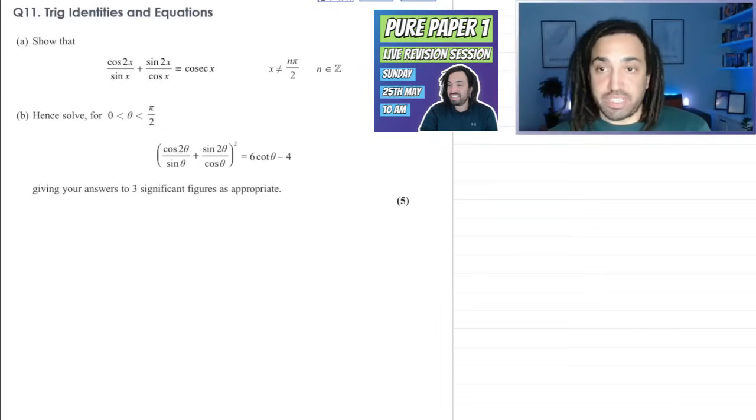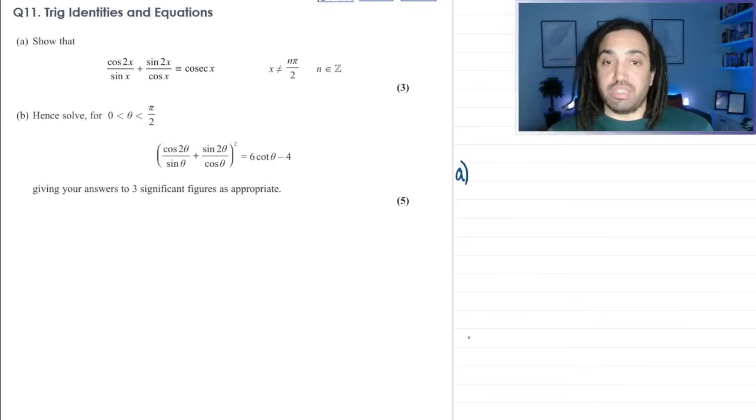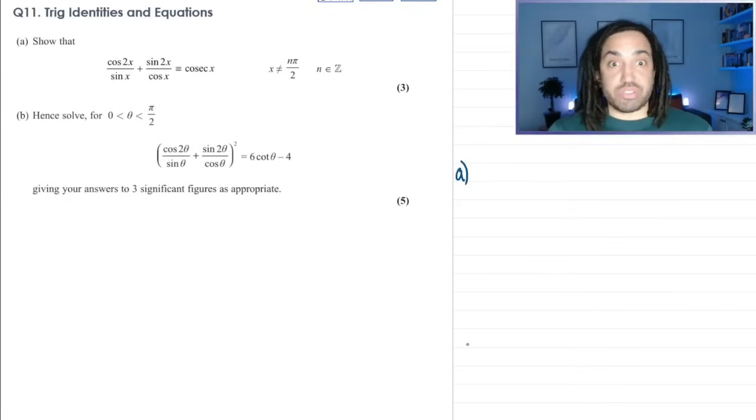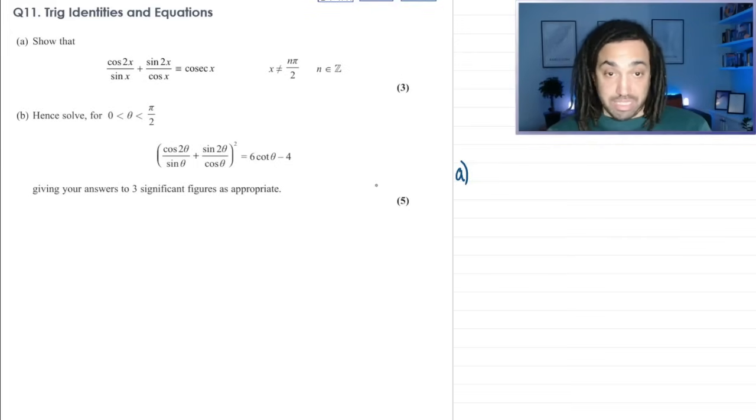Lovely. This, I think, is the most common topic in Edexcel. It just comes up so frequently, and it's always for a decent chunk of marks. And it's just a great question.